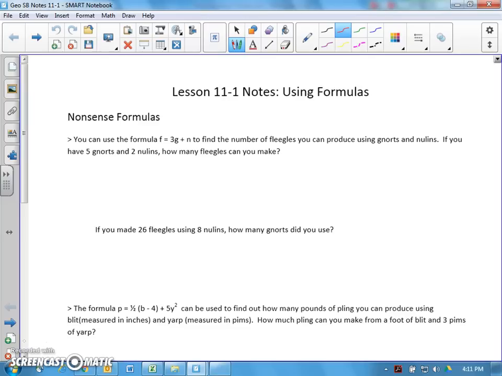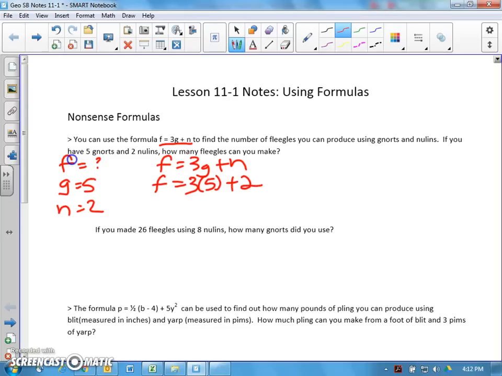So let's focus. We have 3 variables. We have an F, a G, and an N. So let's figure out what we know about each one. It tells us that we have 5 Norts and 2 Newlands, and we're trying to figure out how many Flegels we can make. So I'm going to rewrite this F equals 3G plus N, but substitute in the values that I know. I don't know the number of Flegels, so I'm going to leave that as F. G is going to be 5, and N is going to be 2.